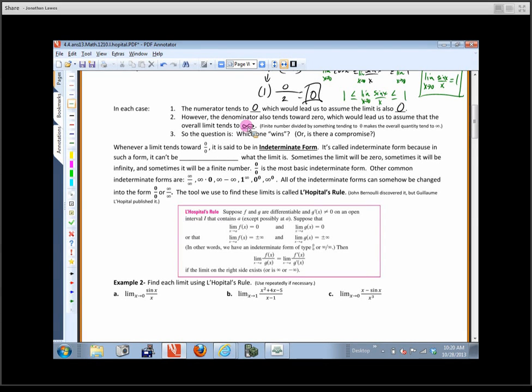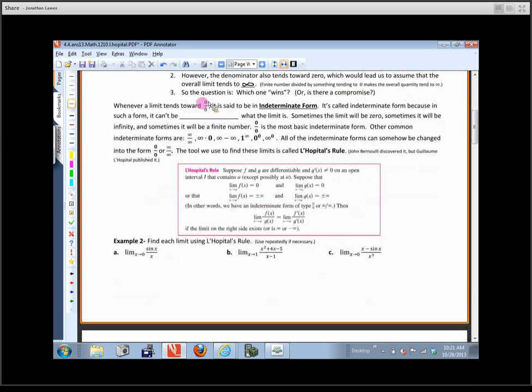So the question here is, which of these two wins? We've got these two competing interests. The numerator's driving the answer toward 0. The denominator's driving the answer toward positive infinity. So which one wins? Is it 0? Is it infinity? Or is it somewhere in between? It's a compromise, okay? Well, as we'll see, it's usually a compromise, all right? So whenever we have a limit in this form, 0 over 0, it's called indeterminate form. And the reason we call it indeterminate form is because if it's in that form, it can't be determined what the limit is, at least without some more sophisticated tools like we've been talking about here today.